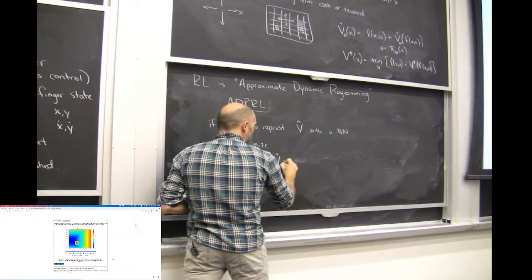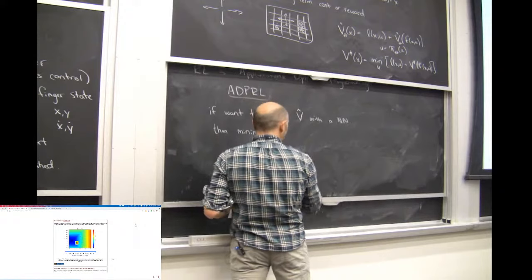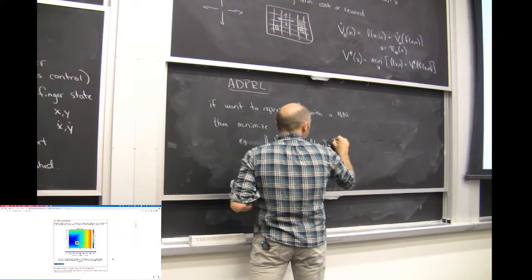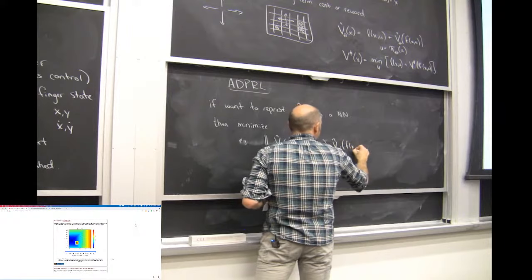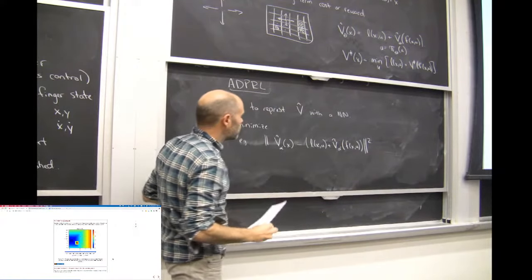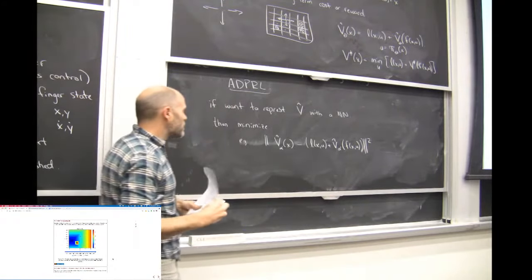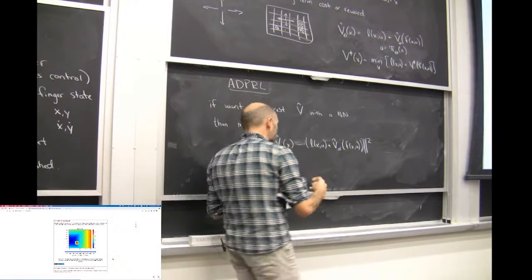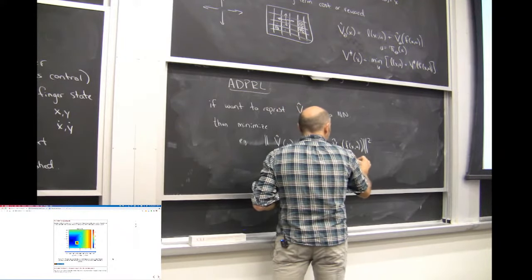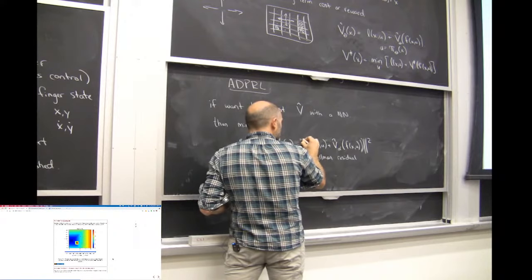You'd like to have v hat, given some, let me call it alpha, the parameters of my function approximator, minus... So this now becomes like a supervised learning loss. This is called the Bellman residual. You can do this on policy, or you can do it for the optimal policy if you can compute it.